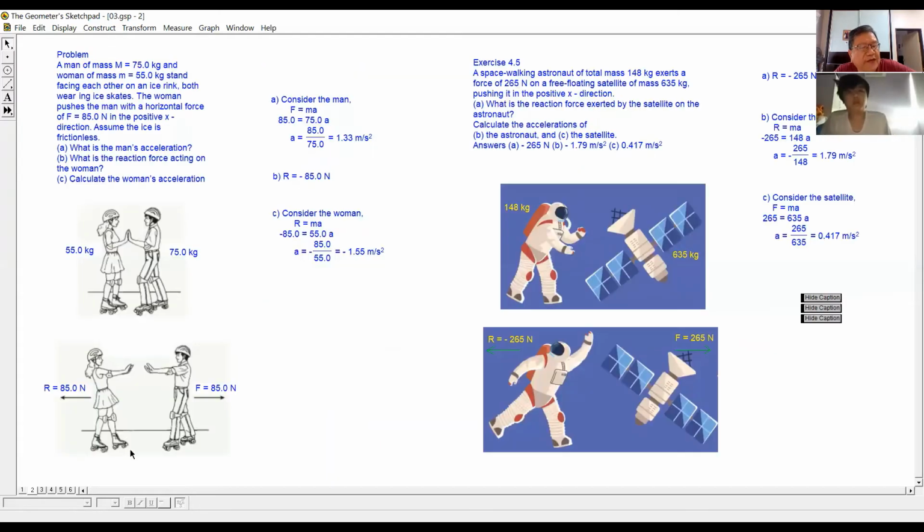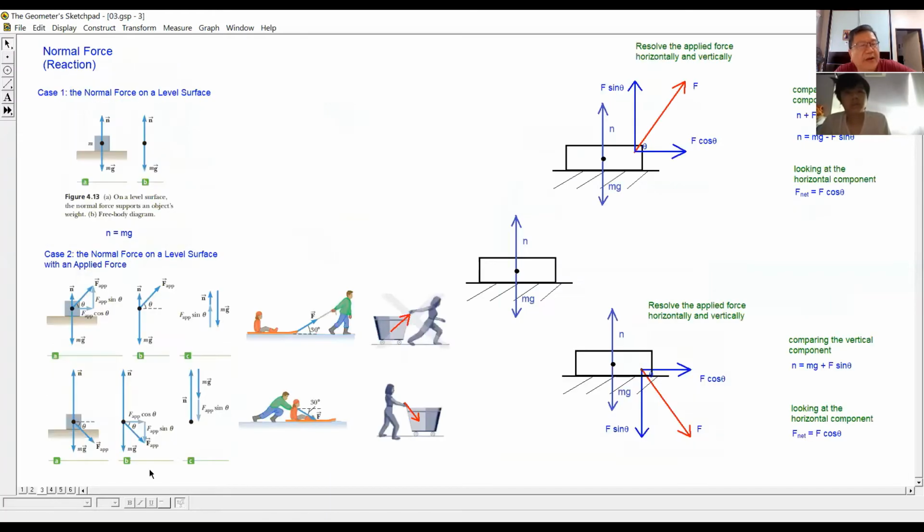The frictional force is actually related to the normal reaction. And in the textbook, they have given, I think, four cases on the normal reaction. The first case is normal reaction on a level surface.